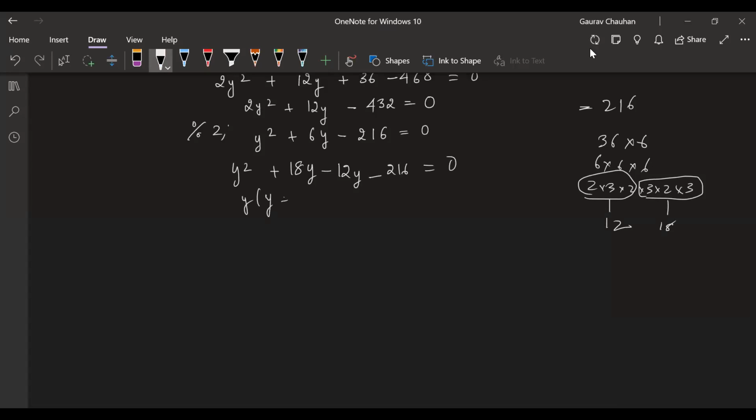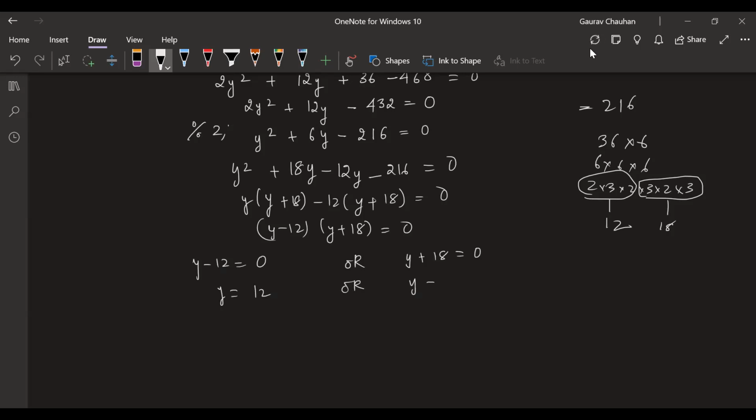y into y plus 18 minus 12 into y plus 18 is equal to 0. So y minus 12 into y plus 18 is equal to 0. That means y minus 12 is equal to 0 or y plus 18 is equal to 0. So y is equal to 12 or y is equal to minus 18.